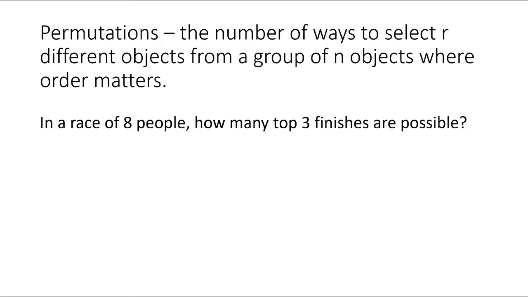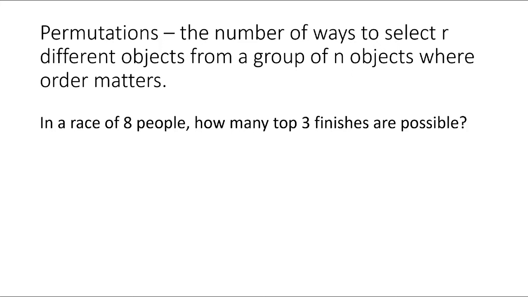Now what we're doing is we're looking at selecting groups of things. And so selecting one thing is actually pretty easy. So the probability of selecting 1 heart from a deck, that's 13 out of 52. There's 13 hearts and 52 cards. When we start selecting more than 1 object, it gets significantly more complicated. So, anyway. So permutation is the number of ways to select r different objects from a group of n objects where order matters.